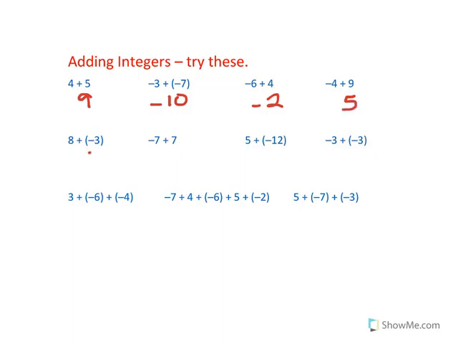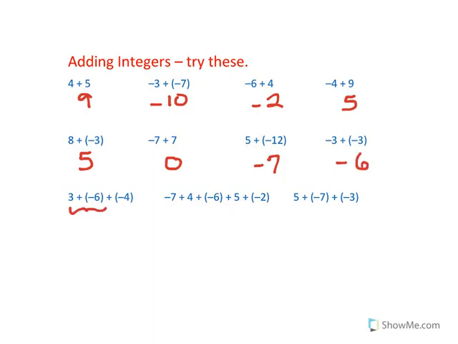8 plus negative 3, 5. Negative 7, you want to buy something for $7, you have $7, you can do it. You don't have anything left over. 5 plus negative 12, negative 7. And again, if you're thinking of absolute value, the 12 is larger, the absolute value of negative 12 is larger than the absolute value of 5, and the 12 is negative, so it's negative. And here we have negative 3 and negative 3, that's negative 6.